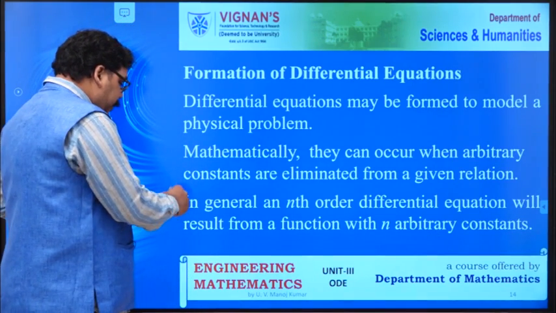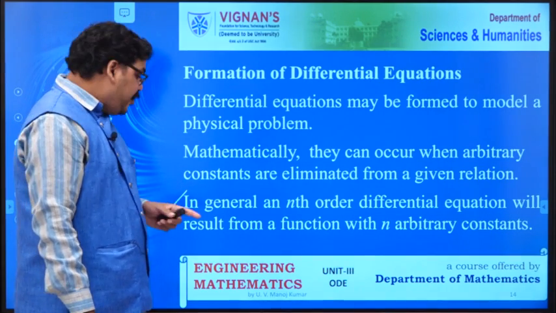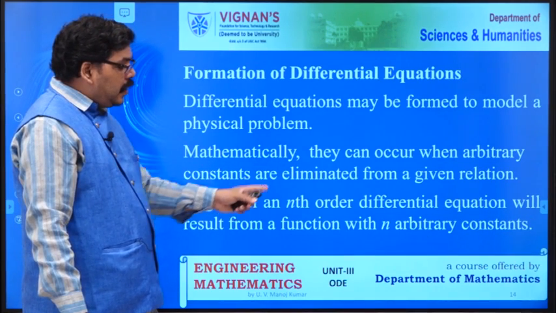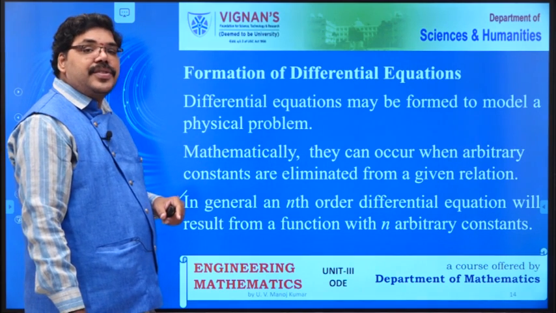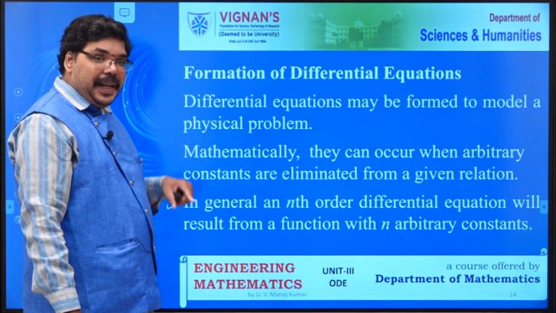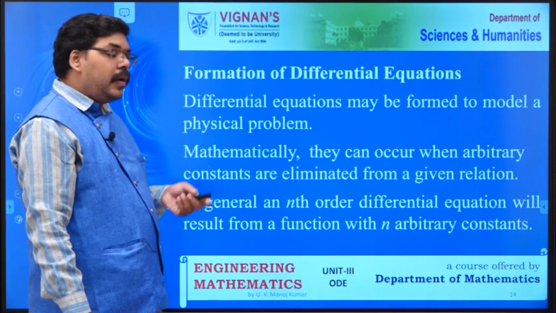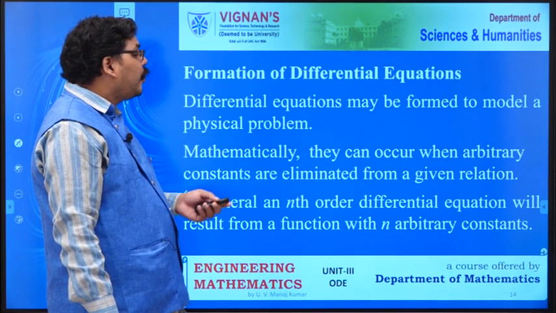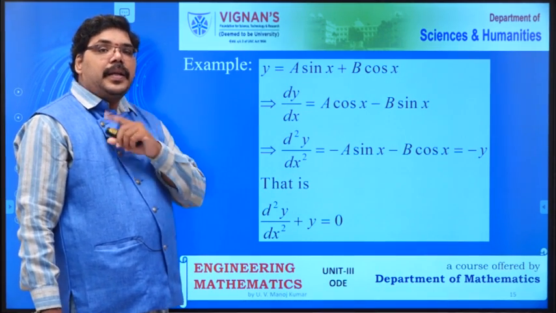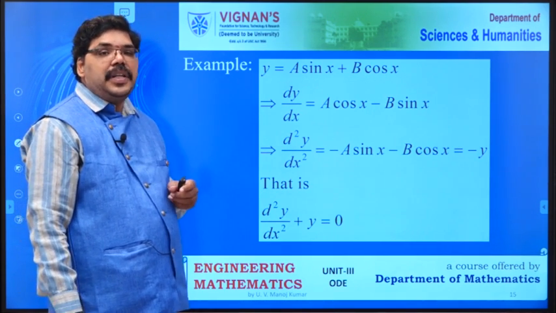So here there is a note which is important for us. What is this note saying to you? In general, an nth order differential equation will be formed if the function is having n arbitrary constants. So if you have a function with n arbitrary constants, by eliminating all these n arbitrary constants, we will get an nth order ordinary differential equation. So you should remember that condition. If you have n arbitrary constants, you will get an nth order ordinary differential equation.